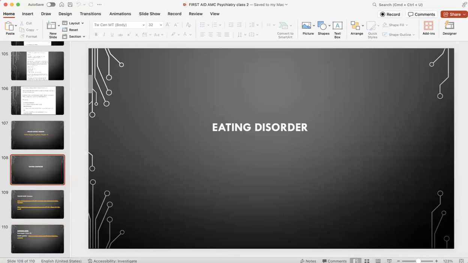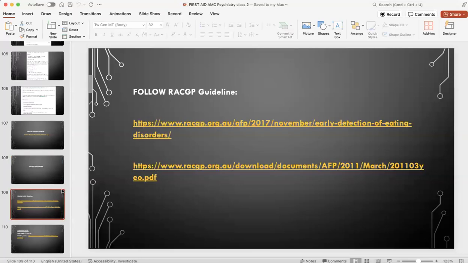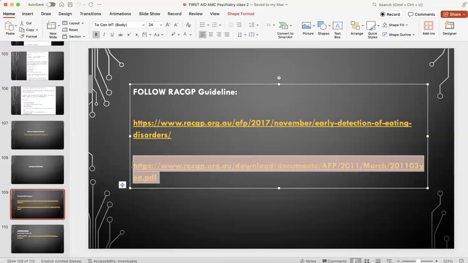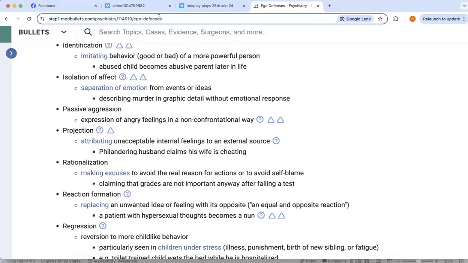Moving on to eating disorders. Very, very important for the exam is eating disorder. There is not much anywhere, not in Kaplan or John Murtagh. There is a chapter on anorexia in John Murtagh, which you can go through if you want, but mainly we want you to go through these two. RACGP has a good discussion about eating disorders, and you need to go through that.